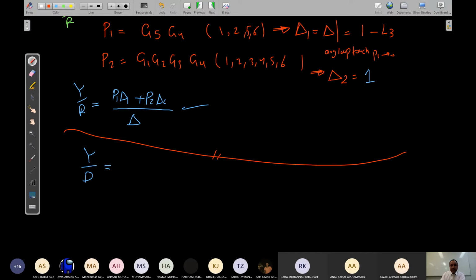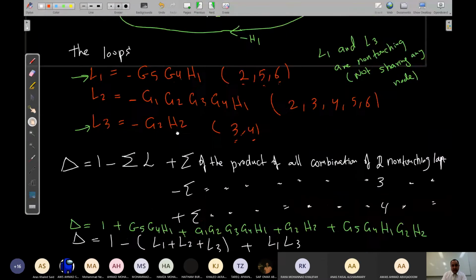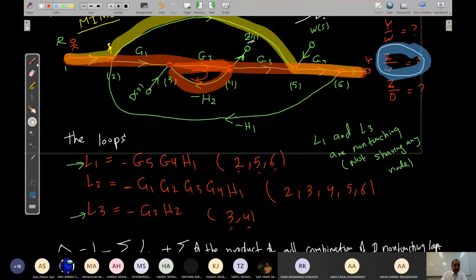Should I return back and find the loops? Should I return back and calculate the determinant? No. Why? The loops will never change, correct? So simply only I need to locate the path, correct? And if I change the path, the cofactor will change. Now, ask yourself, you are here, and you need to go to the Y. How many ways you have?